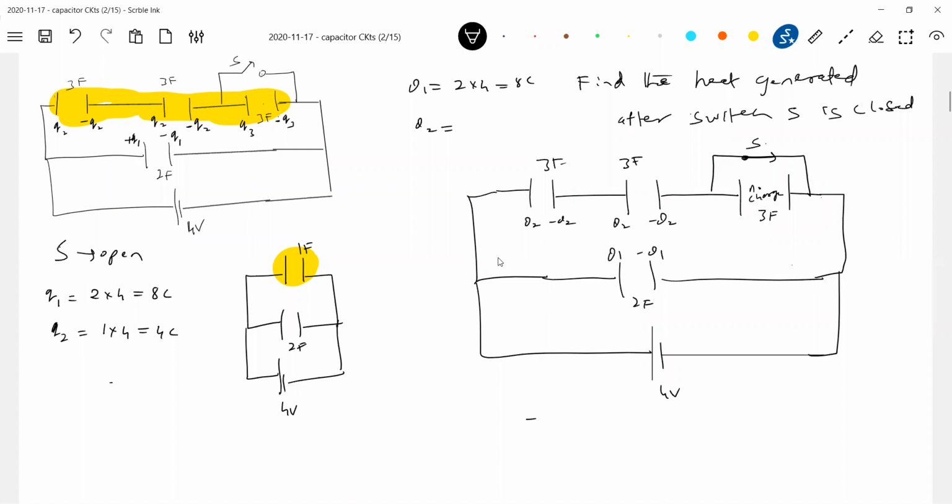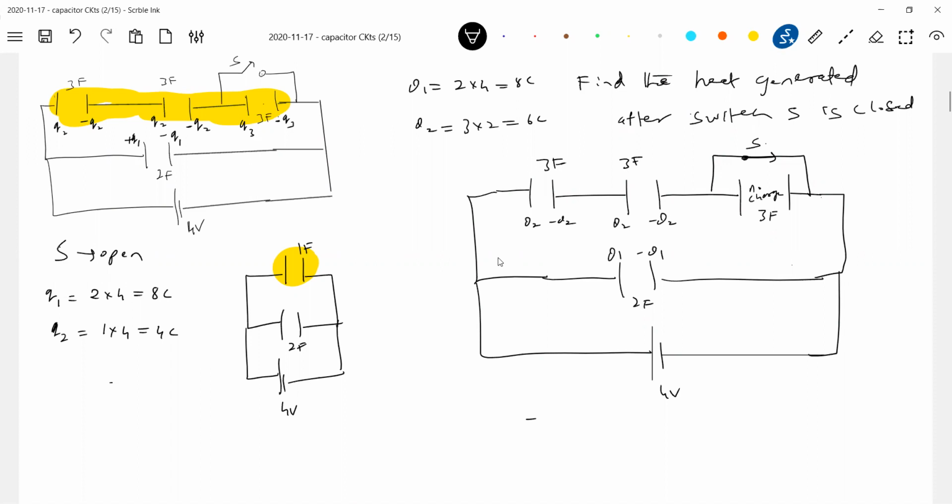What about Q2? 1.5 coulomb, sorry. How much will it be? 6 coulomb, no? Yeah. So Q2, the 4 volt will drop by 2 volt, no? So Q2 should be 3 into 2, 6 coulombs will be there.